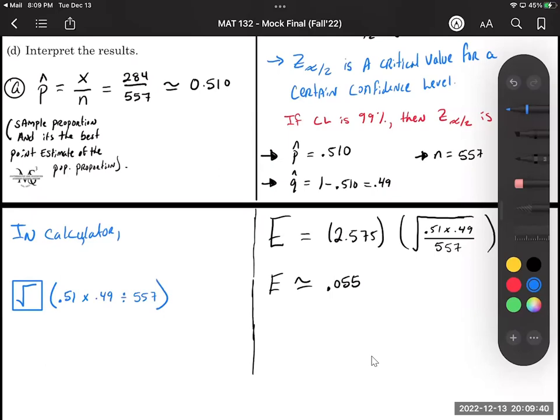An answer will appear here, right? If you hit enter, you get some answer. So I'll put the smiley face here for answer. Then you're going to take that answer, whatever you get, and multiply it by 2.575. Now, whatever you get in the calculator, when you round it to 3 decimals, it comes up to 0.055, okay? So this is the answer from the square root part. And then whatever you get, just multiply it by 2.575.